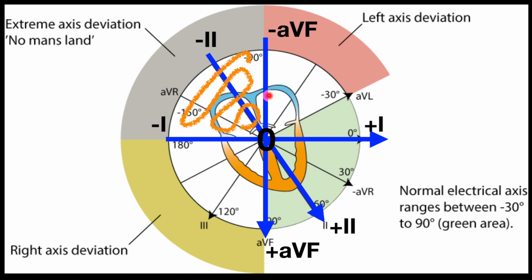This is like 270 over here, probably somewhere right in here, but ends up in that weird extreme axis deviation, this no man's land, the place where hearts just don't usually have electrical activity. Because if you think about what that's saying, it's saying that most of the electrical activity in the heart seems to be going from down here at the apex of the heart and up the opposite direction towards the right shoulder. And that's just not the way that current usually flows through a heart.